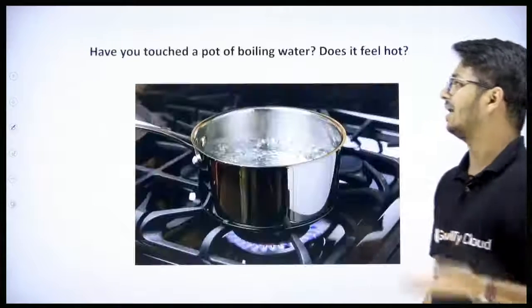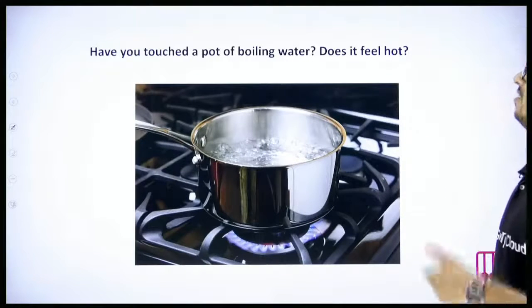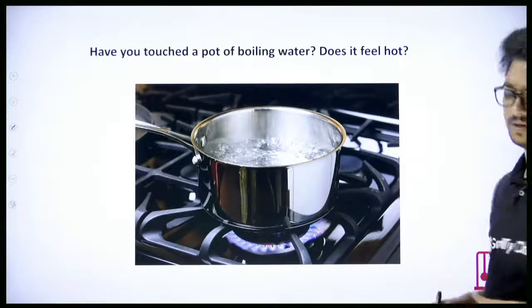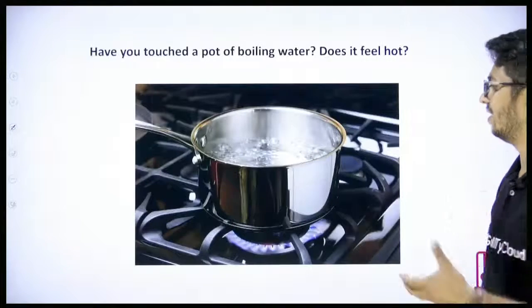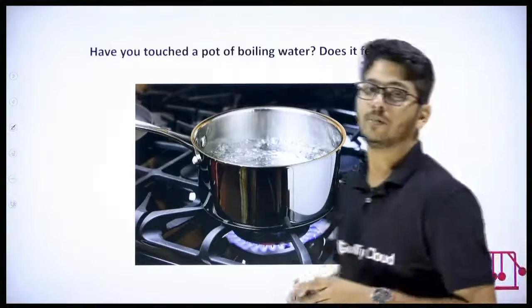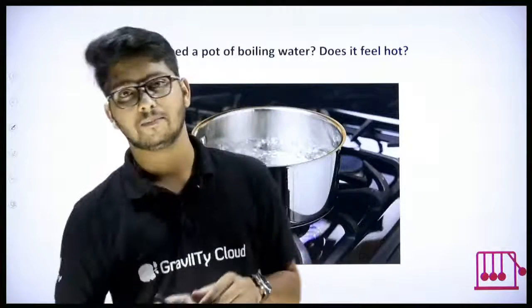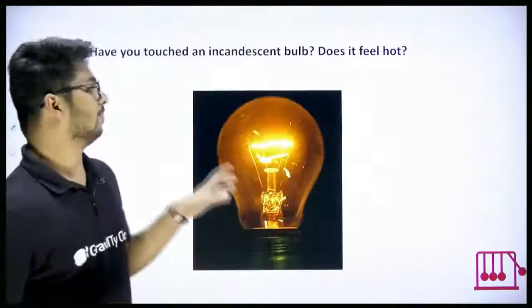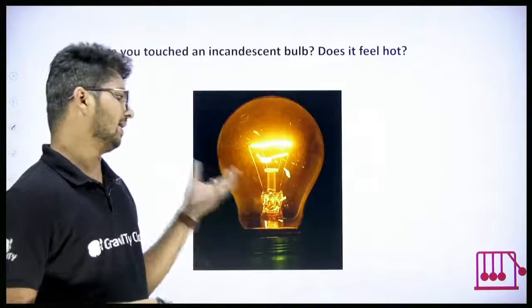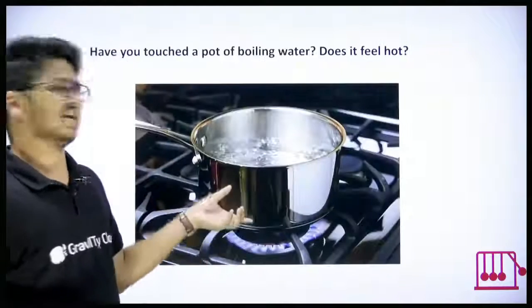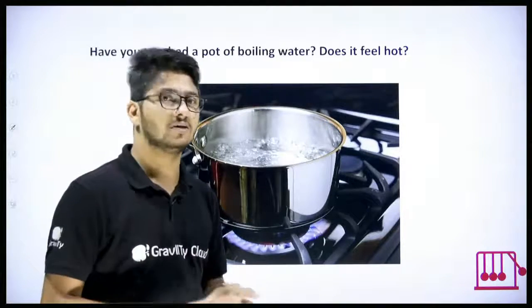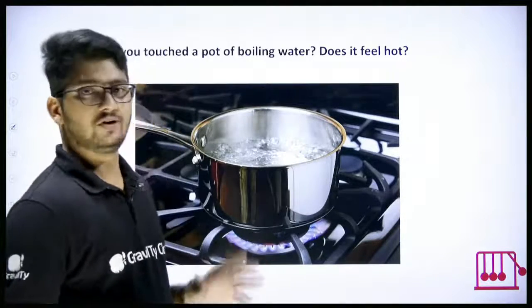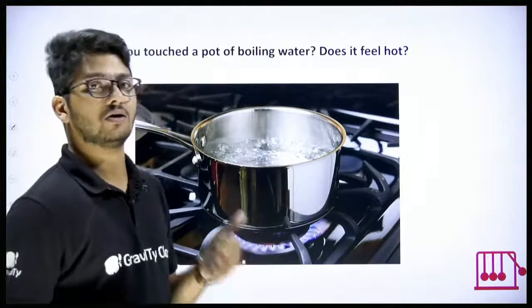Okay. Then I'll go into this. Have you touched a pot of boiling water? So here you have an incandescent bulb. Then here you have a pot of boiling water. When you touch the bulb, you will feel that the bulb is hot. When you touch the boiling water, then also you will say that the boiling water is hot. By touching, you can tell whether an object is hot or not.